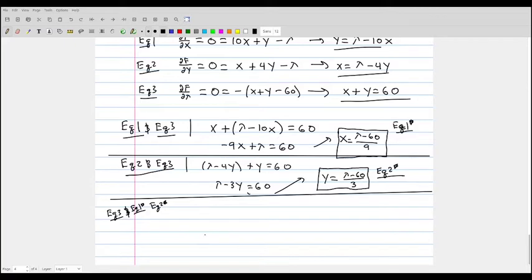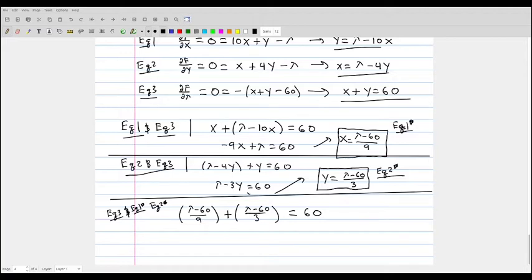So from equation 3, x plus y equals 60. So x is lambda minus 60 over 9 plus lambda minus 60 over 3 is equal to 60. So this gives us an equation that we can actually isolate for lambda, and we can directly solve for lambda here.